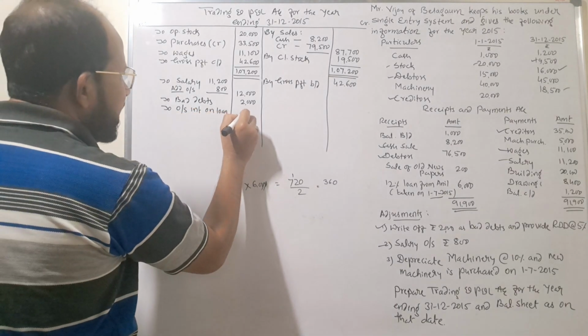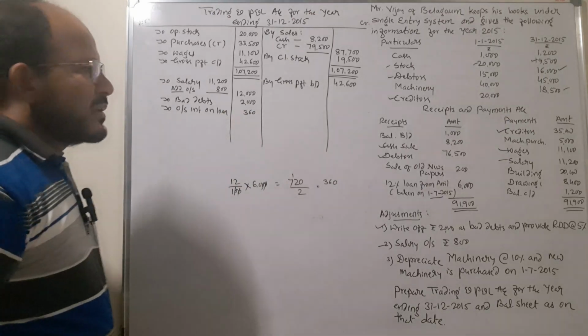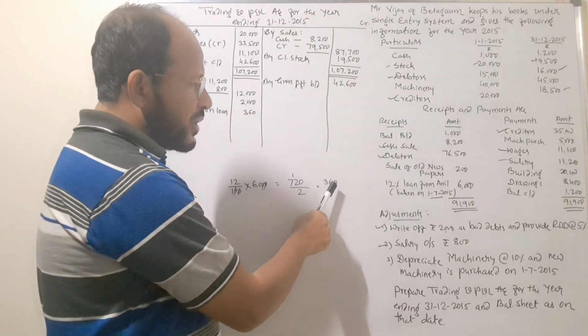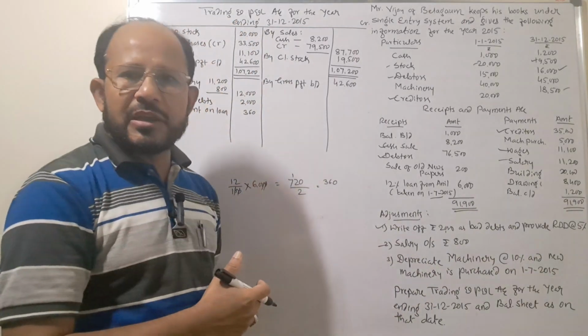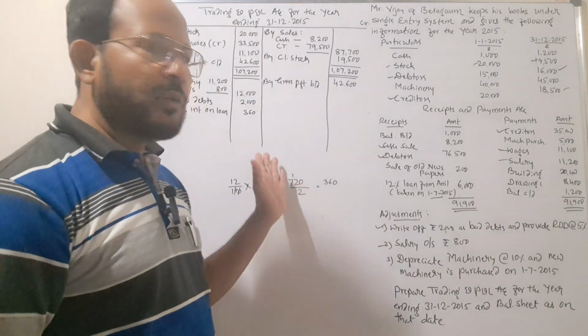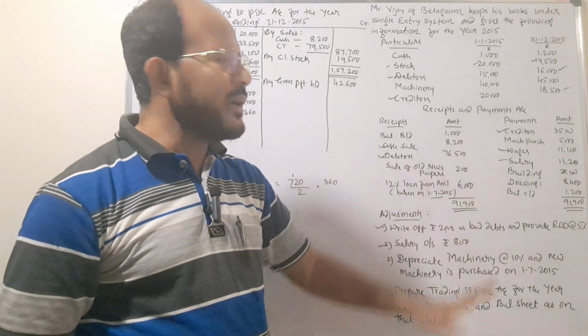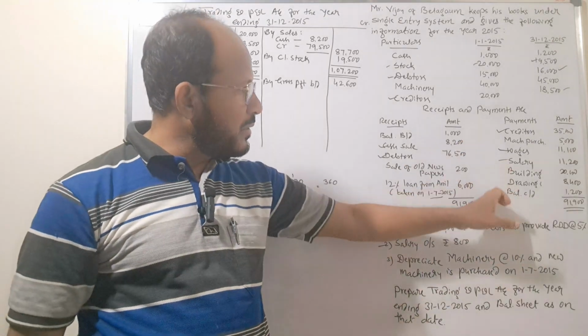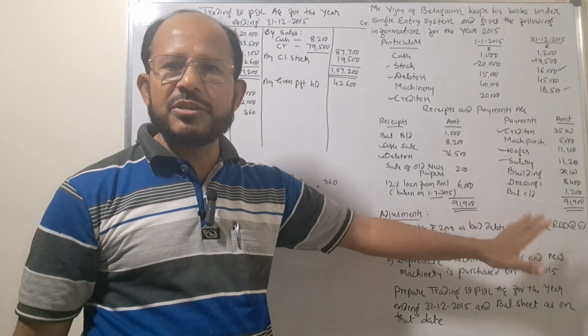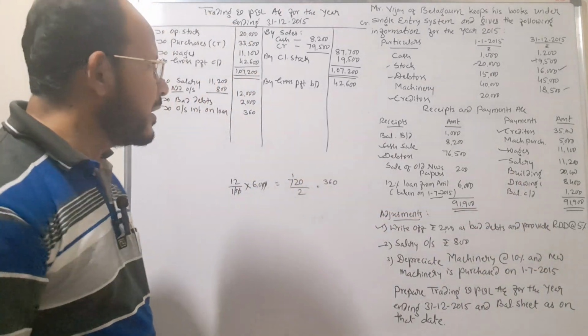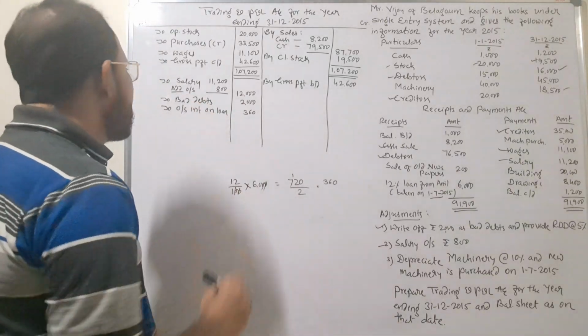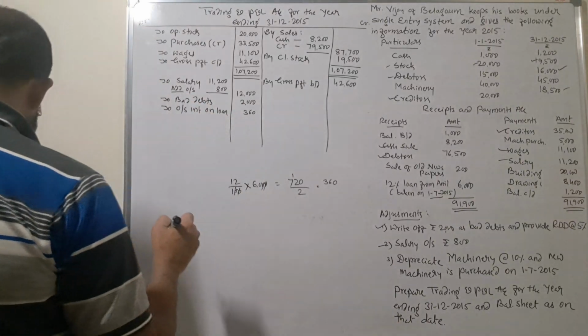Rupees 360. See, if this rupees 360 was shown on the payment side, we would not have taken it here. Why are we showing this 360? Just see, on the payment side, information with regard to the payment of interest is missing. It is not given here. It means we have to assume that this amount is not paid. That is why we are showing it here as outstanding interest on loan, rupees 360.